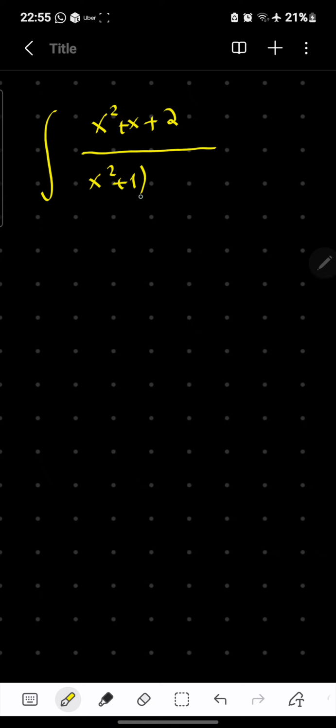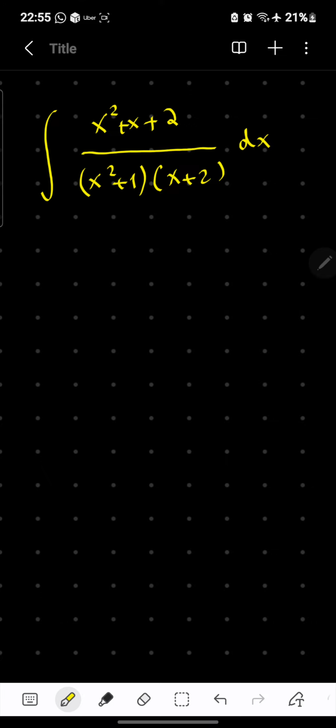What if, last example in this lecture, sorry for this long lecture, but I'm trying to cover most of the ideas. Let's try the last example. Integration of x squared plus x plus 2 over x squared plus 1 times x plus 2 dx. Now we already have two cases of partial fractions.